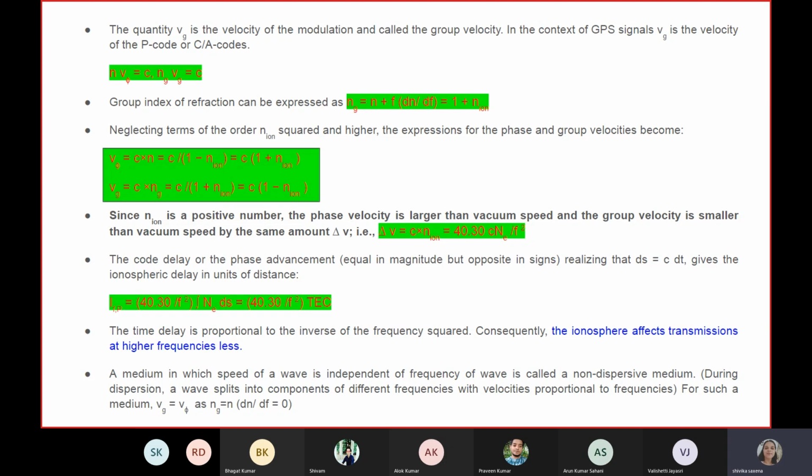So what is the vacuum speed? It is the velocity at which the signal would have traveled if there was no medium between the satellite and receiver. That is the vacuum speed, C. So the amount delta V is equal to C into anion, that is 40.3 C Ne by F square. Okay, so you understand phase velocity is larger and group velocity is smaller.